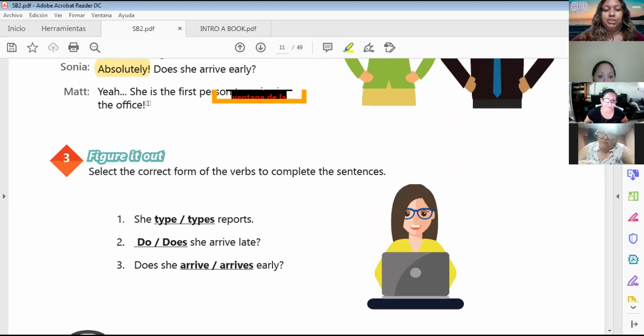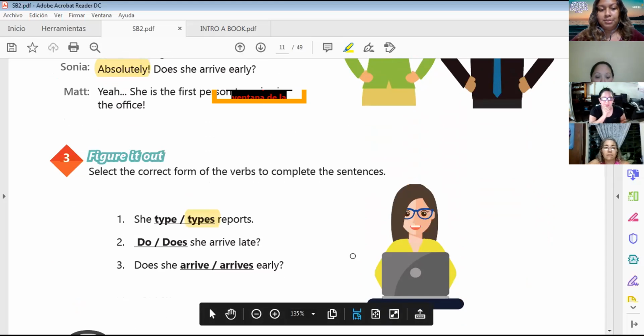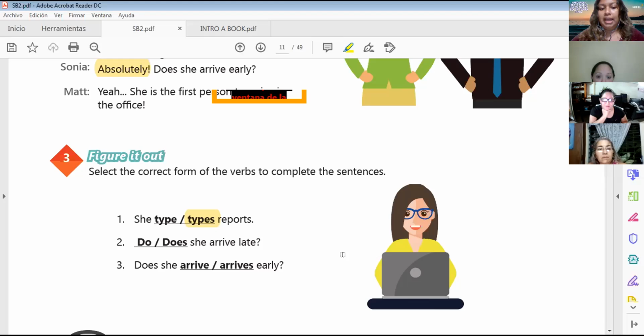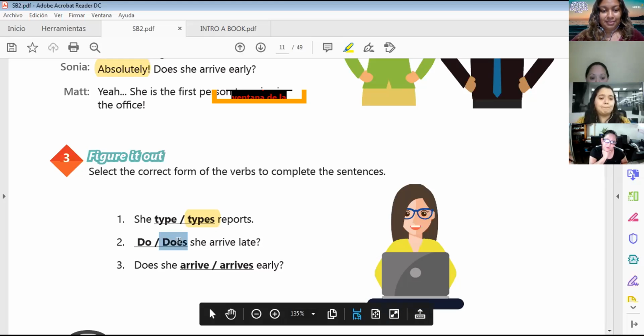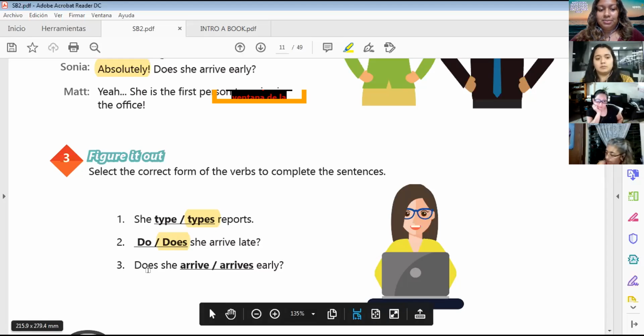So, she type or types reports? Types. Okay, repeat with me. She types reports. For a question, we say, do she arrive or does she arrive? Does she arrive late? Okay, does she arrive late? And the last one. Does she arrive or arrives early? What's the correct form?